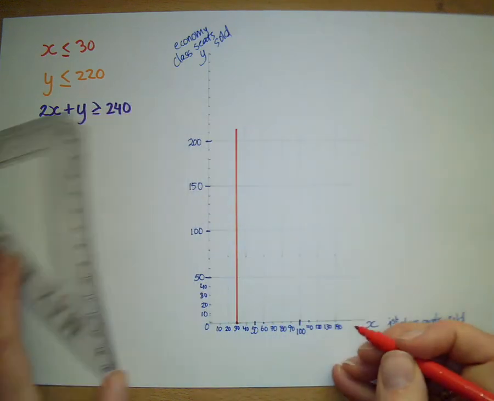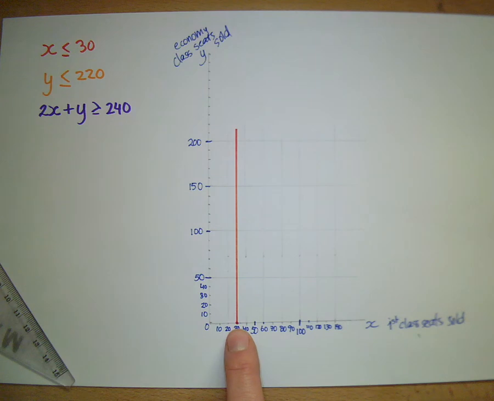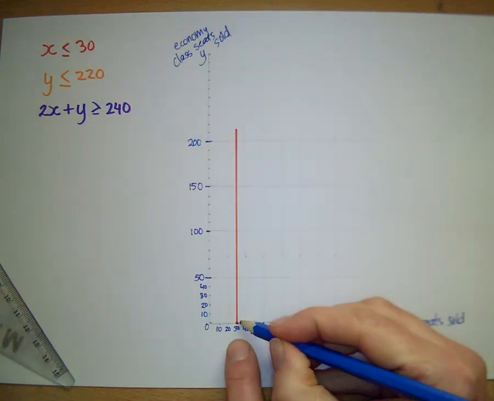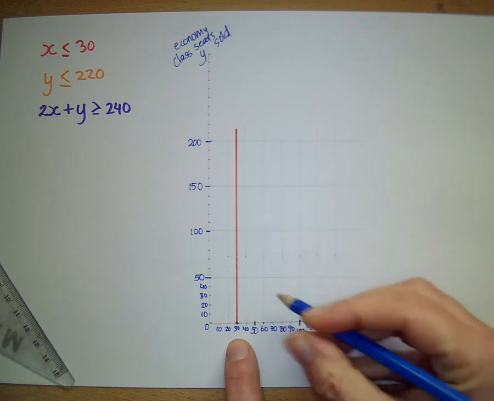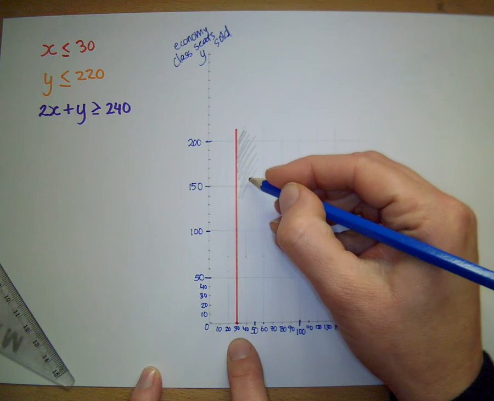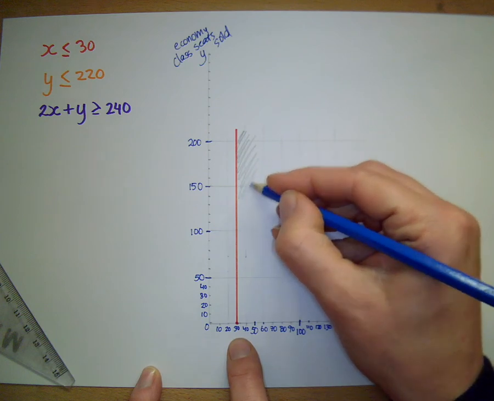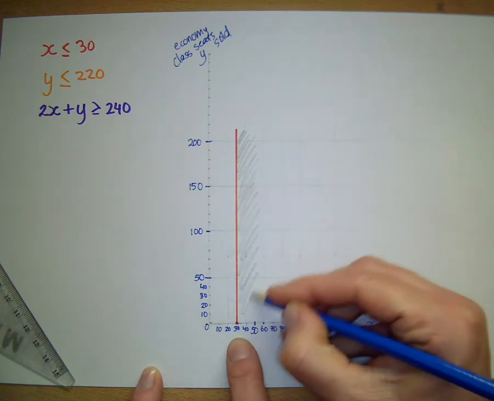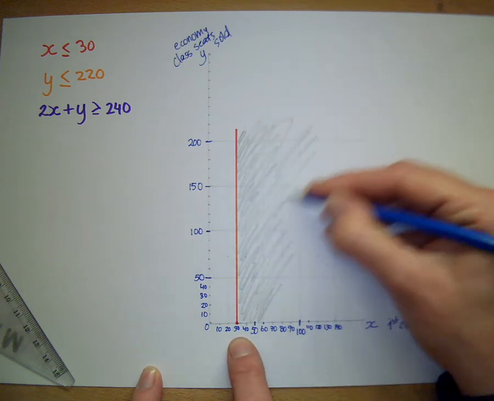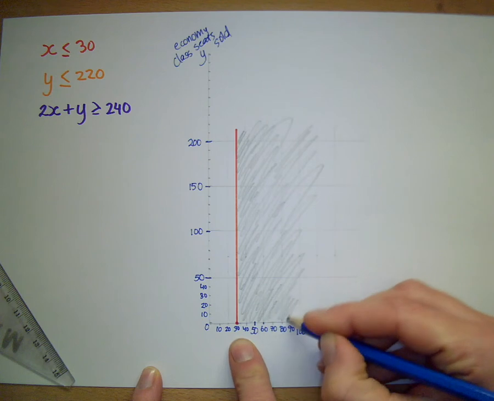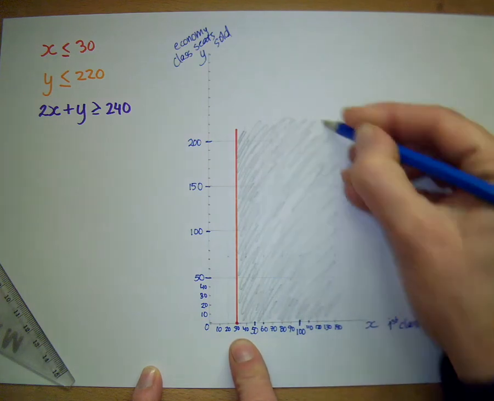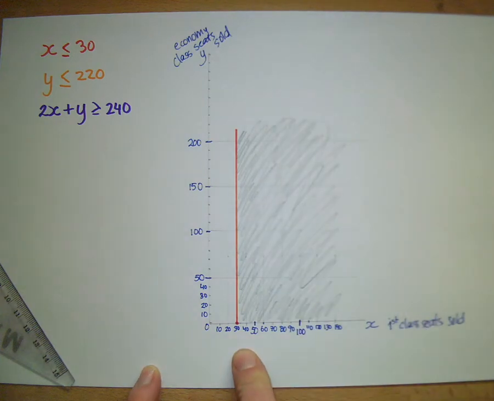Voilà. Now if we want x to be smaller than 30, on this side x is greater than 30, so we're going to shade this because it's unwanted. Shade, shade, shade. So I can already tell I've made this graph kind of big. I'm not going to use any of this.